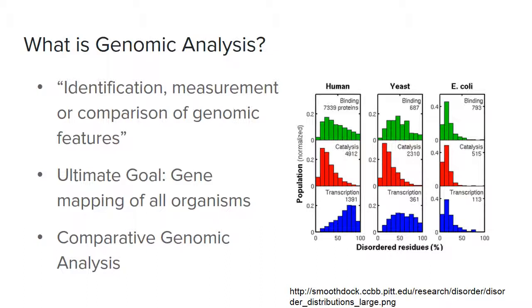Genomic analysis is the identification, measurement, or comparison of genomic features such as DNA sequence, structural variation, gene expression, or regulatory and functional element annotation at a genomic scale. Geneticists wish to map the genes of all organisms in order to better understand the world we live in. The map information can then be used in identifying gene markers, helping regulate and splice specific genes, and ultimately help cure diseases.